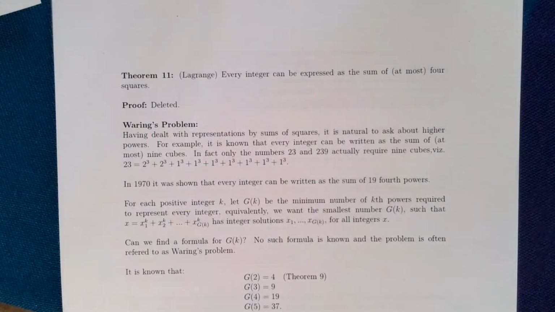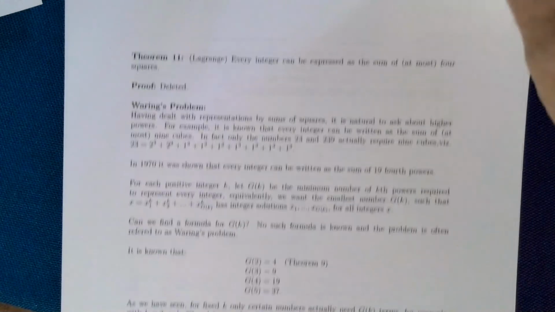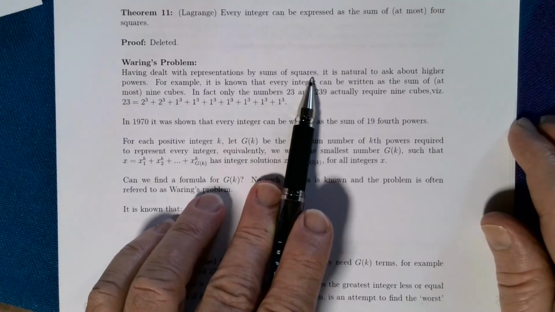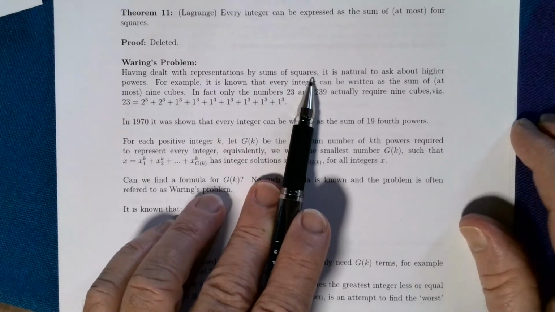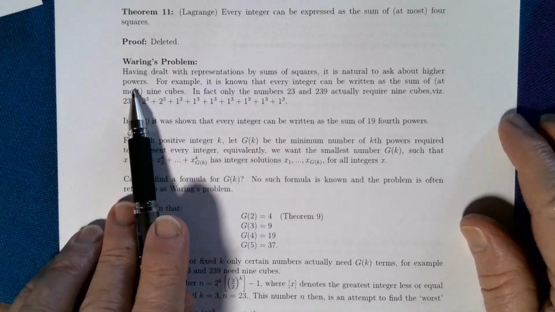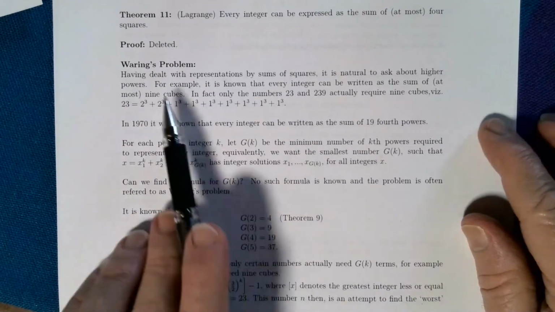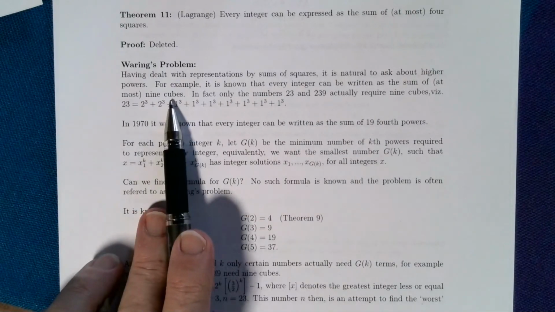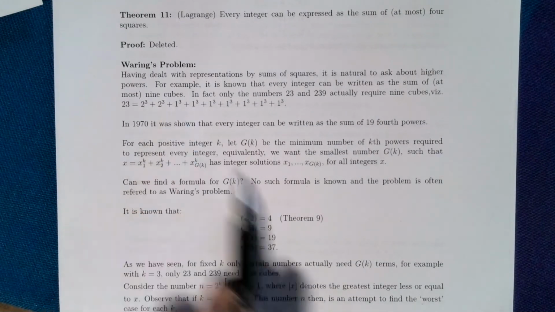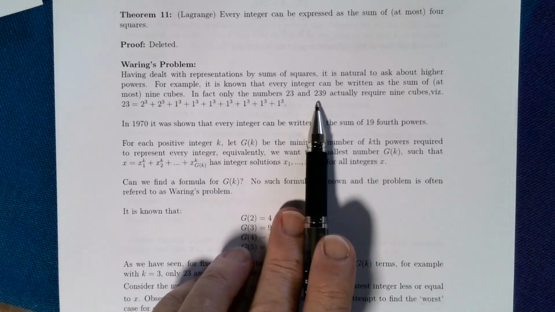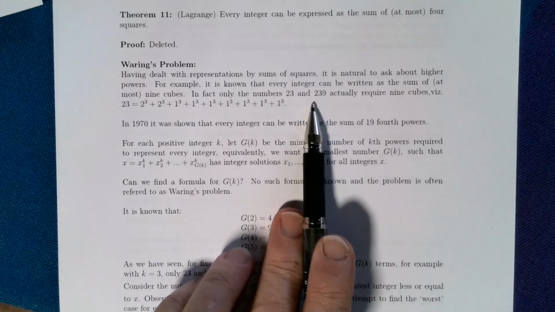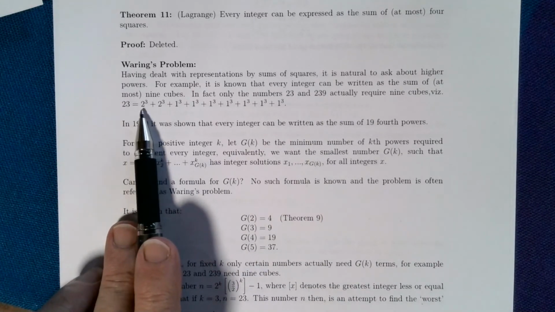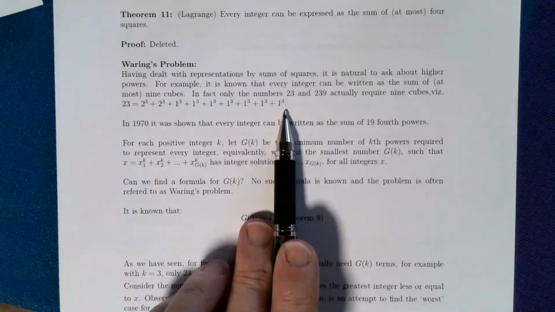Well, we finish off by talking very briefly about Waring's problem. We've dealt with representations of sums of squares. It then became natural to look at the higher order powers. For example, it's known that every integer can be written as the sum of at most 9 cubes. In fact, only the numbers 23 and 239 actually require the 9 cubes, it turns out. So 23, you need all of those cubes to represent 23.